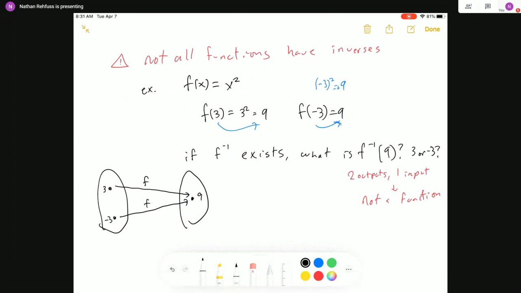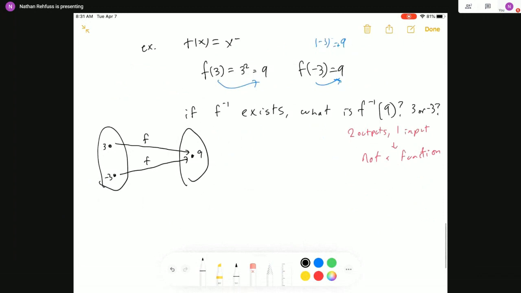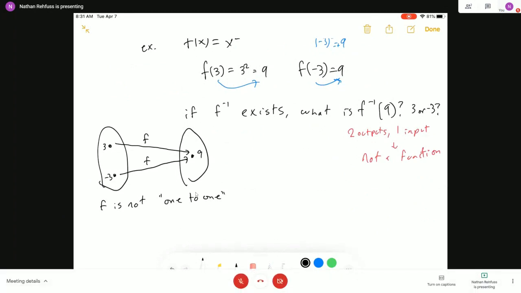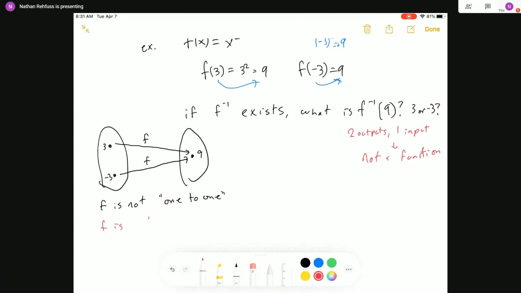The way I'm going to label this diagram is I'm going to say f is not 1 to 1. 1 to 1 would mean one output comes from one input. Every input goes to one output. This f has 2 inputs going to one output, so we'd say f is 2 to 1. But it has to be 1 to 1 to have an inverse. So I'm saying this doesn't have an inverse.